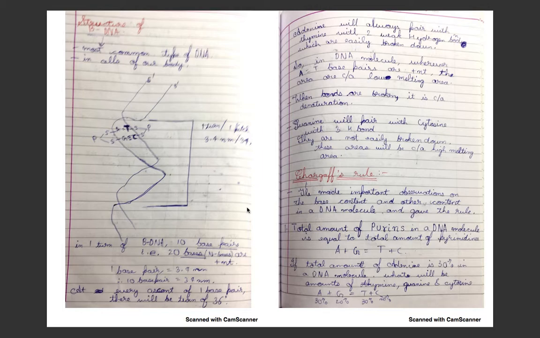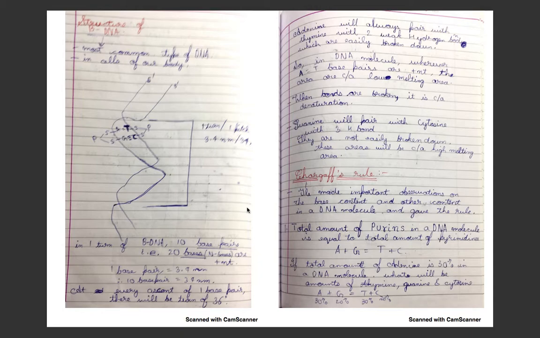Chargaff's rules, very important. He made important observations on the base content in a DNA molecule and gave the following rules. He said that the total number of purines in a DNA molecule is equal to the total number of pyrimidines. What is purine? Purine is nothing but adenine, guanine, and uracil. And what is pyrimidine? Pyrimidine is nothing but thymine and cytosine. So purine is equal to pyrimidine. This may be wrong, what I said.